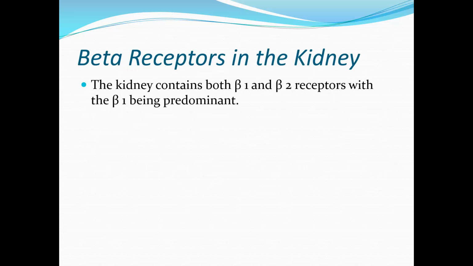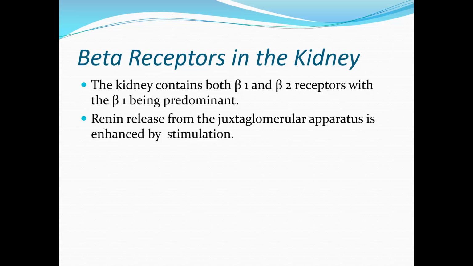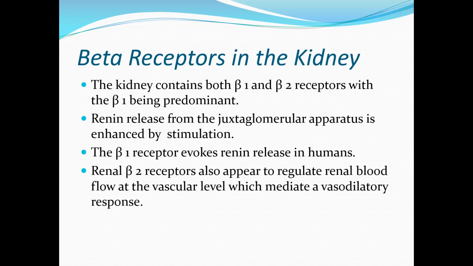What about kidneys? The kidneys have both beta 1 and beta 2 receptors, but have a higher preponderance of beta 1 receptors. And when you stimulate it, you get release of renin from the juxtaglomerular apparatus. So beta 1 receptors evoke release of renin. Renal beta 2 receptors also appear to regulate renal blood flow at the vascular level, which mediate a vasodilatory response.